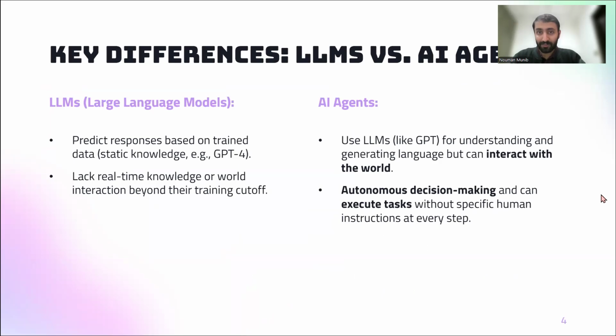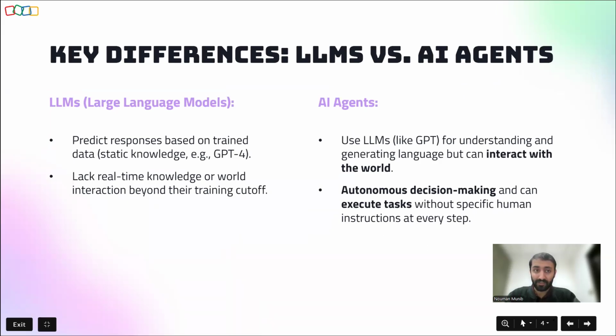All right, so the key differences between LLMs and AI agents. Normally, we know that with large language models such as GPT, we provide the training data, and they predict responses based on the data that you have trained the model on. And there is a lack of real-time knowledge or world interaction beyond the training cutoff. So unless you update the data set that you are providing and train them on it, you might get outdated or not so specific responses.